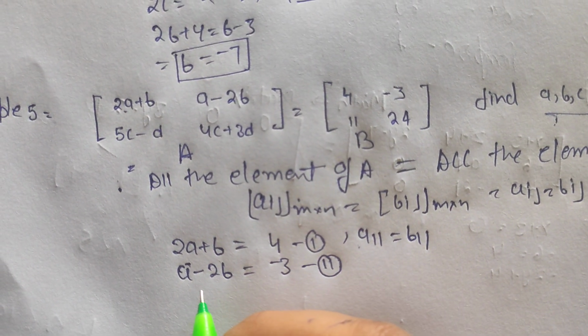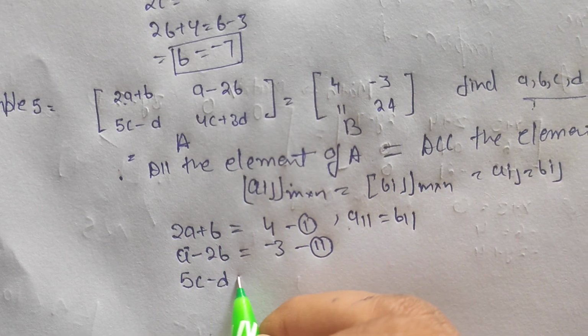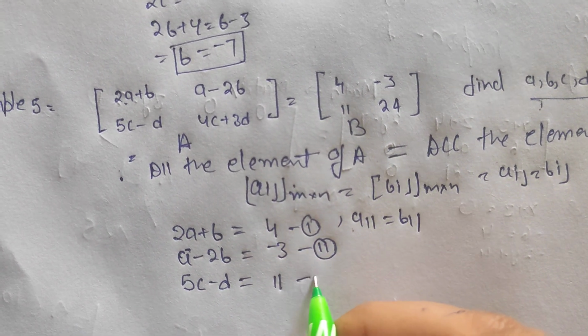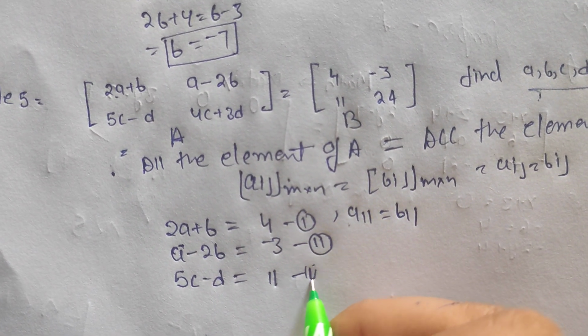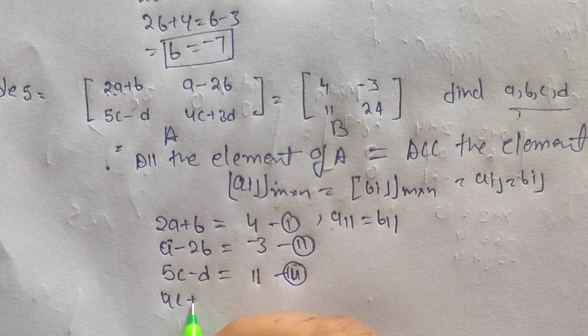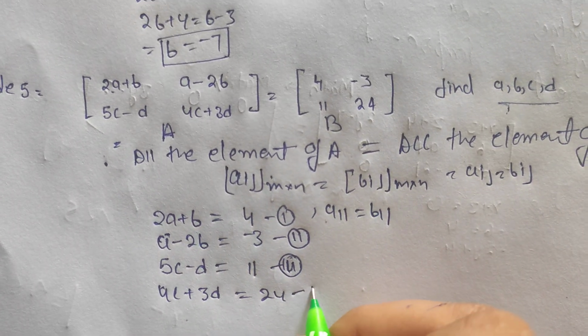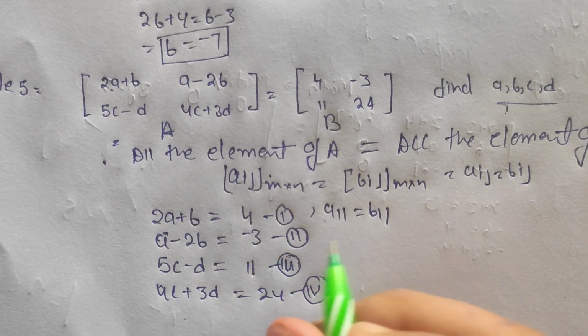Simple, a12 equals b12, so a minus 2b equal to minus 3, equation 2. And 5c minus d becomes 11, equation 3, and similarly 4c plus 3d becomes 24, equation 4. So solving these we get the answer.